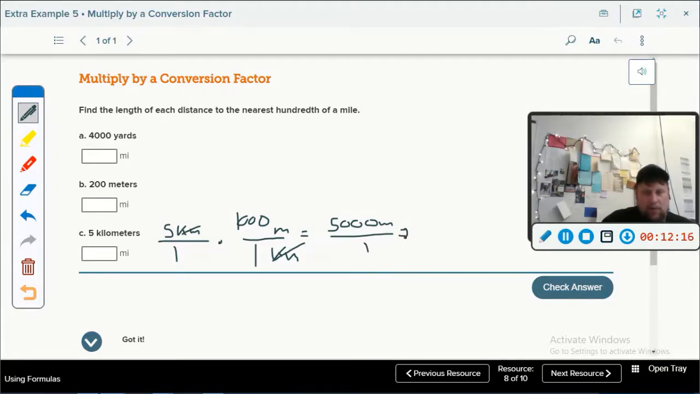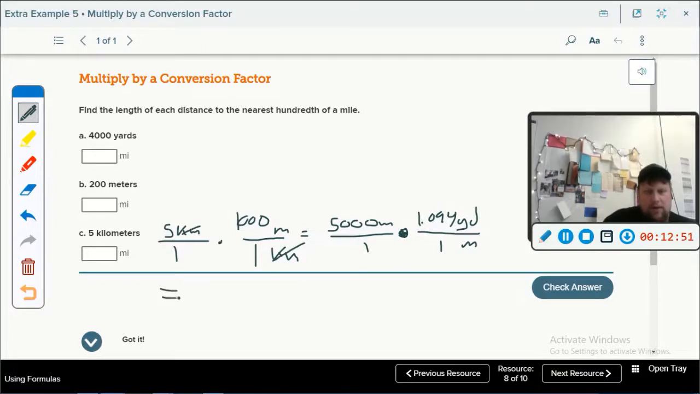What are we going to multiply by this time? Well, I need to change meters into feet. Or actually yards, I think it is. Yeah, meters into yards first. So I'm going to change it to yards. I want yards up top, and I want meters on bottom. Don't forget, we learned down below, 1 meter equals 1.094 yards. So 5,000 times 1.094 equals 5,470.